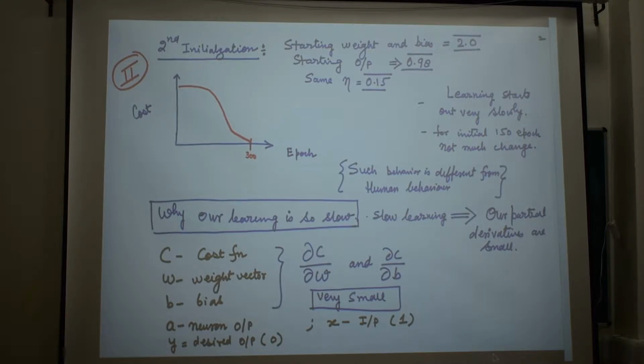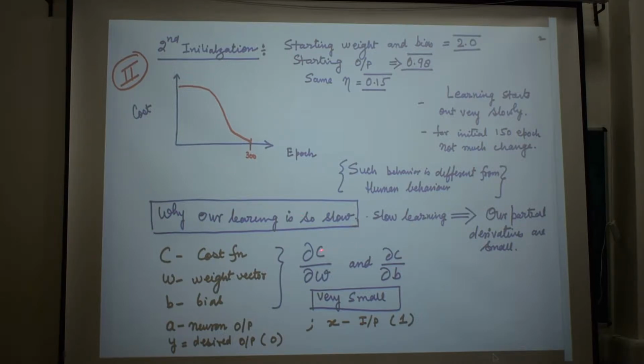So what is the problem behind this? This is what we wanted to investigate and understand carefully. Today we are going to cover some of the tips and tricks used in deep learning networks to let your network train properly. Most of the time things are not working, and then you have to understand what the culprit is. Suppose your cost function is C, your weight vector is W, your bias is B, A is the neuron output, X is the input which is always equal to 1, and Y is the desired output 0.